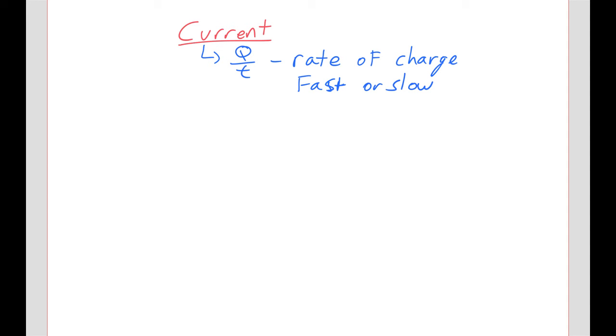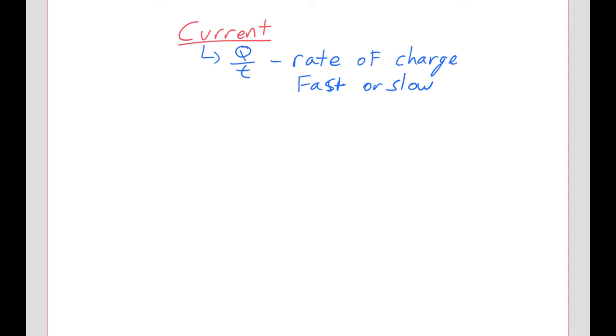So now let's talk about current. Current is amount of charge divided by time. And so that tells you it is the rate of charge. How fast or slow is the charge moving, those electrons? Anytime you divide by time, you're talking about a rate. So current is the amount of charge divided by time.